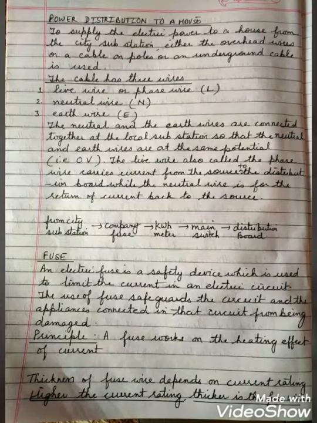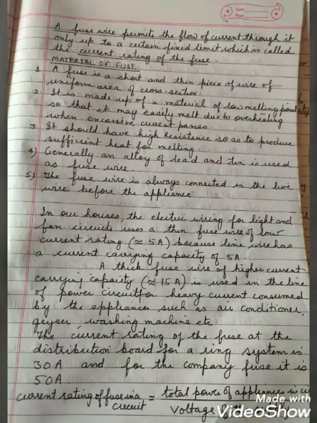Talking about the fuse. A fuse is a safety device which is used to limit the current in an electric circuit. The fuse safeguards the circuit and the appliances connected in that circuit from being damaged. A fuse works on the heating effect of current. Higher the current rating, thicker is the fuse wire. A fuse wire permits the flow of current through it only up to a certain fixed limit, which is called the current rating of the fuse wire.